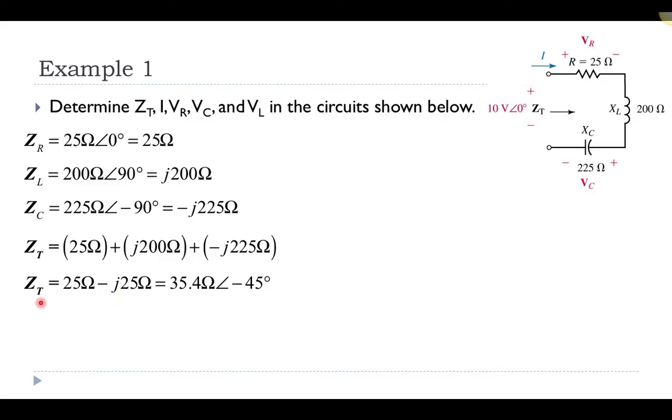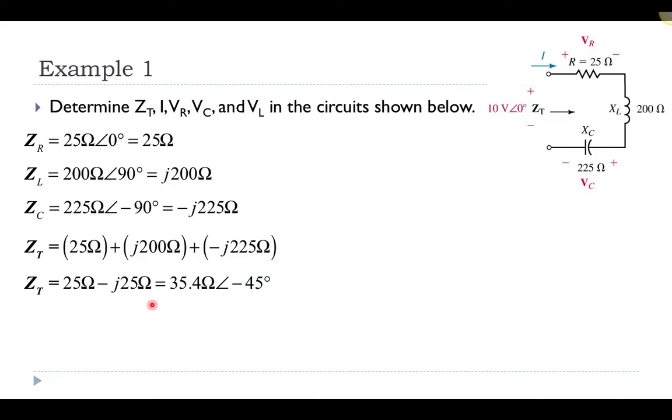In rectangular form, I've got the real part and the imaginary part. I can convert that into the polar form, and we know how to take a complex number from rectangular form and convert it into polar form, and I get that the total equivalent impedance in this circuit for these three components is 35.4 ohms with an angle of negative 45 degrees.